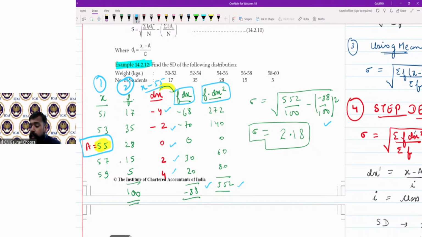Then Aditya is asking, is standard deviation absolute or relative? See, whenever we are talking about range, quartile deviation, mean deviation, and standard deviation, all these are absolute figures. But when you calculate their coefficients, if you calculate coefficient of range or coefficient of standard deviation, then it will be relative. Otherwise, it is only absolute.